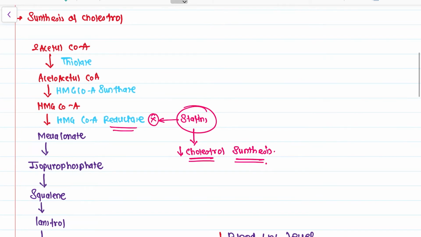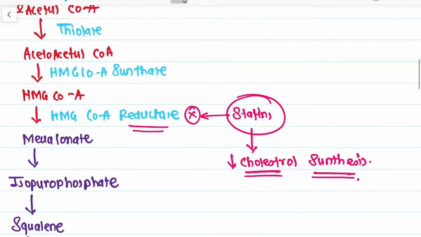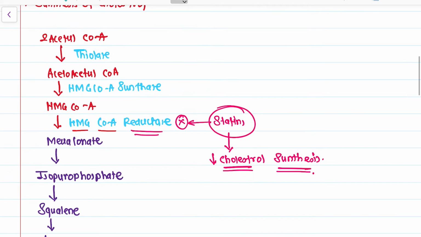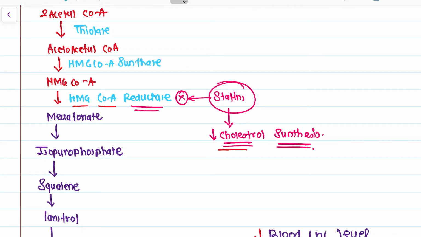The acetyl-CoA is converted into acetoacetyl-CoA, and then it is further converted into HMG-CoA, mevalonate, isopentenyl pyrophosphate, squalene, lanosterol, and cholesterol. We will not go into the details of these mechanisms, but the statins inhibit the enzyme HMG-CoA reductase, which is required for the synthesis of cholesterol. The statins decrease the cholesterol synthesis.